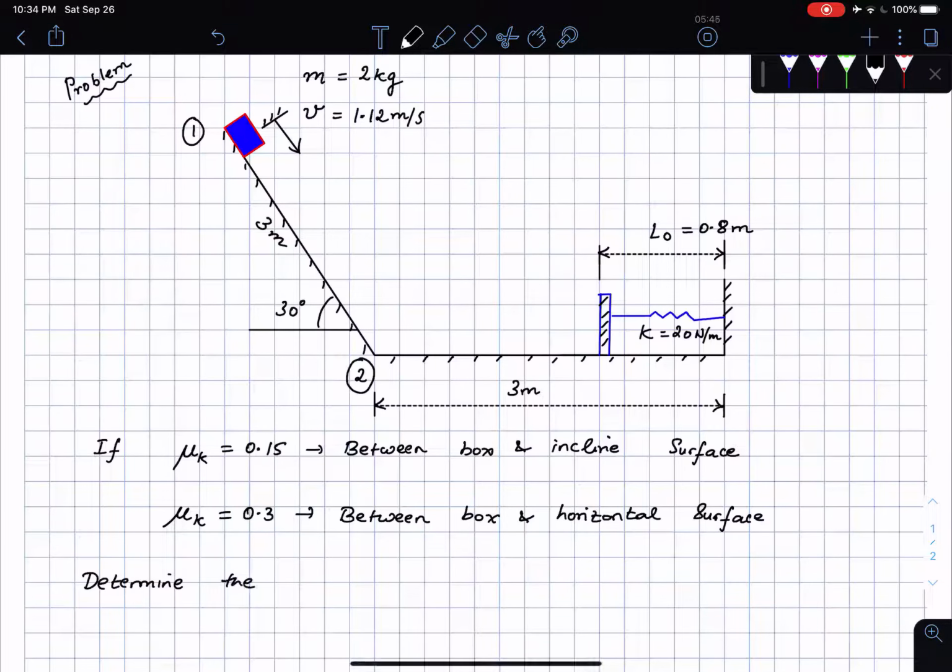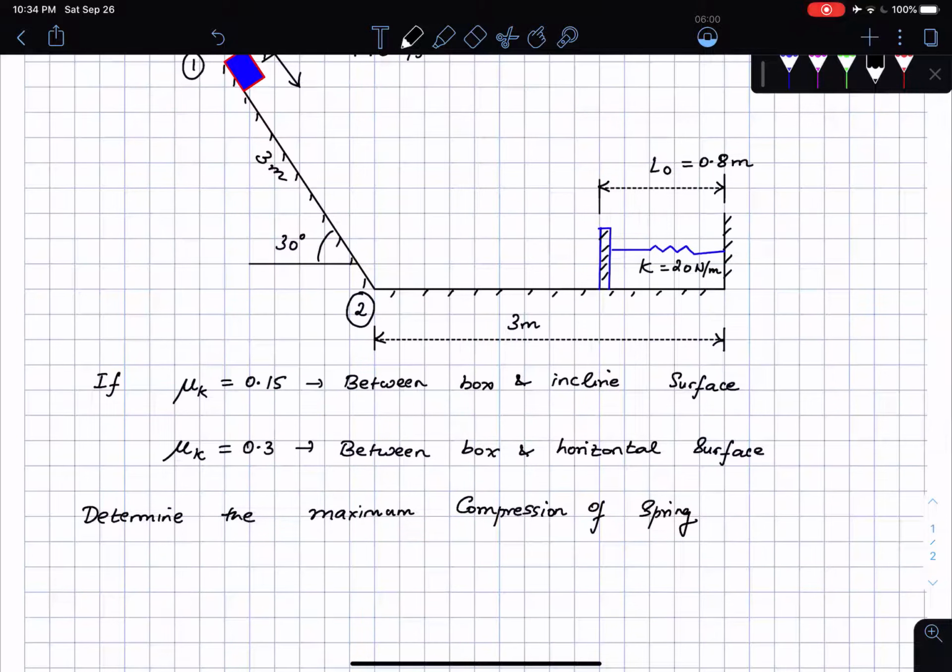If these are known to me, if the coefficient of friction is known to me, then determine the maximum compression of the spring, as the box is cushioned by the spring upon impact.